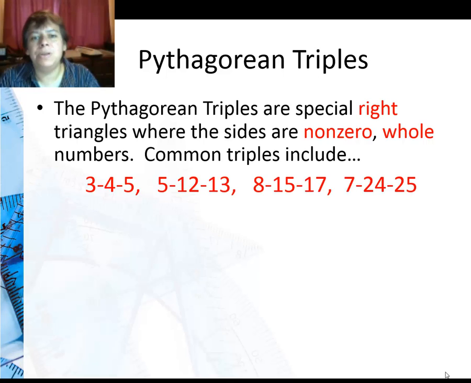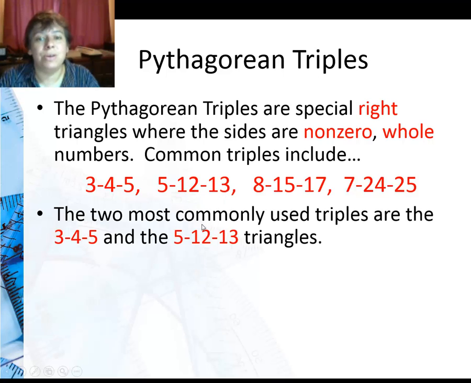Common triples include the 3, 4, 5, the 5, 12, 13, the 8, 15, 17, and the 7, 24, 25. In fact, one of our examples was the 7, 24, 25. Some of you already know about the 3, 4, 5. This is one of the most common. And honestly, the other one that we really use is the 5, 12, 13. So if you know no other triples, know the 3, 4, 5 and the 5, 12, 13.